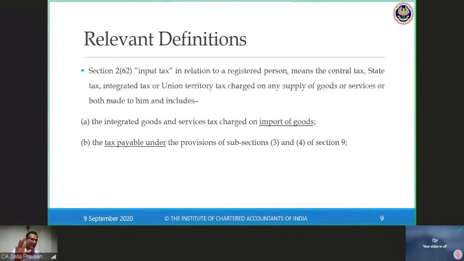People have said no, ITC is not available. Where I said ITC is available, don't mistake me. We will get an answer when we read through the provision. I want you to read through the provisions and then get the answer for that.